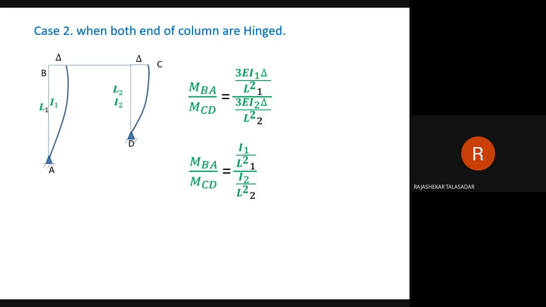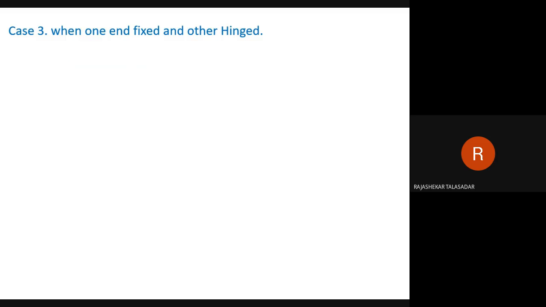Third end condition, when one end is fixed and the other end is hinged. Look at this. This is fixed, this is hinged. Now, can you tell me what is the moment required here at the end B for the column AB? What is the moment required to cause the settlement delta at the end B of the column AB when the far end is fixed? Quickly, can you tell me? Hello? It is 6 EI, I just told you. It is 6 EI delta by L square. What about this? Now this far end is hinged. 3 EI delta by L square.